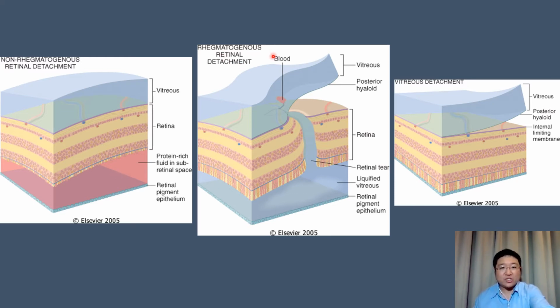For rhegmatogenous retinal detachment, there are various causes, including diabetes, including any conditions that result in retraction of the vitreous, and then the traction of the retina and breaking of the retina. Unlike retinal detachment, the vitreous detachment is a separation between posterior hyaloid and internal limiting membrane.